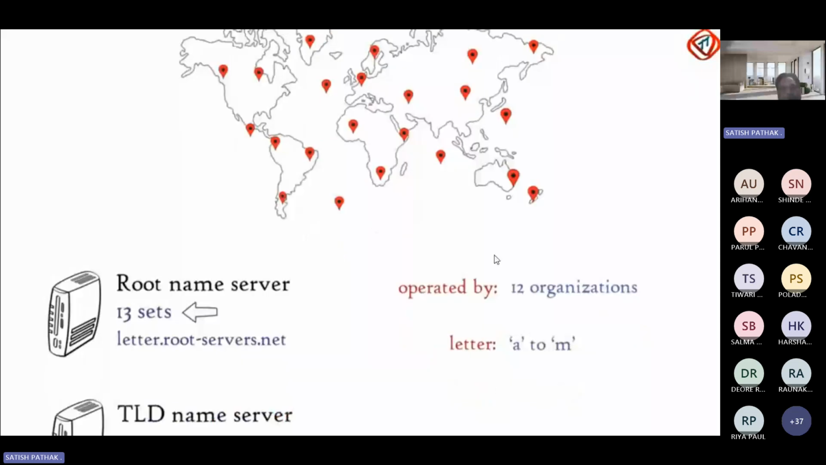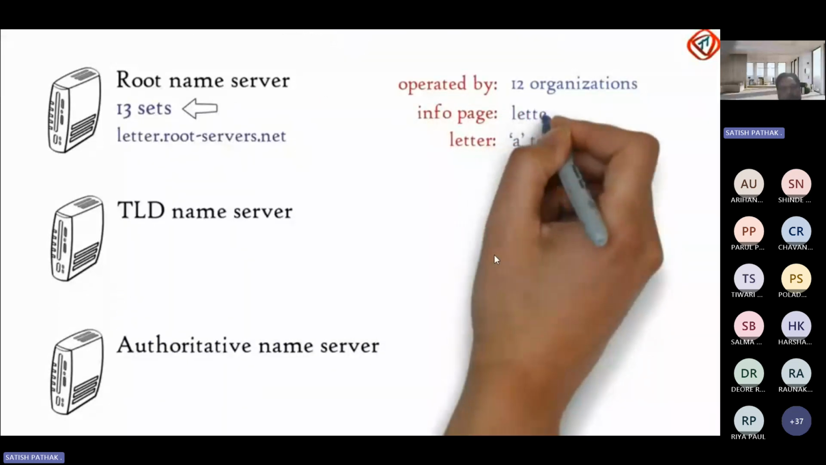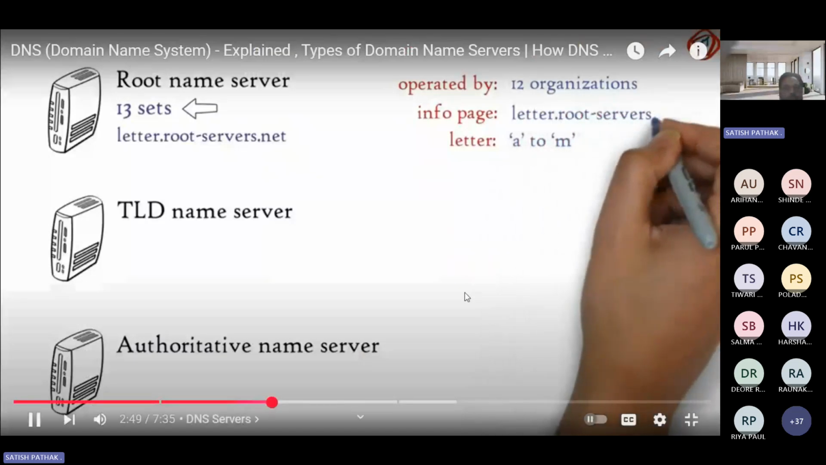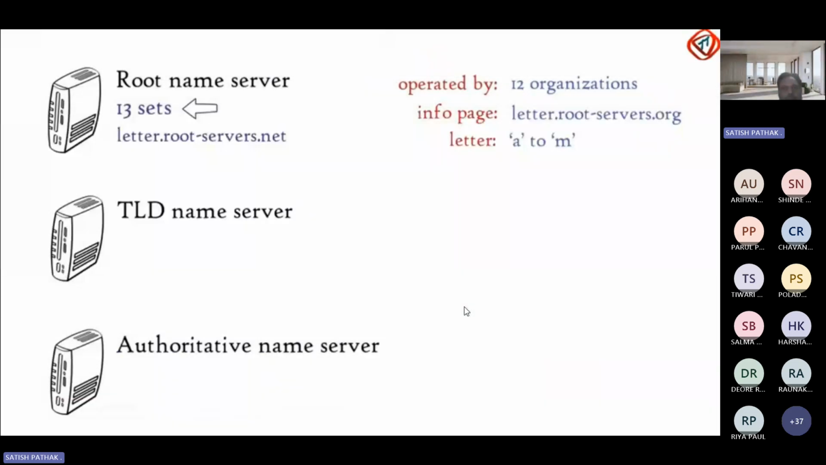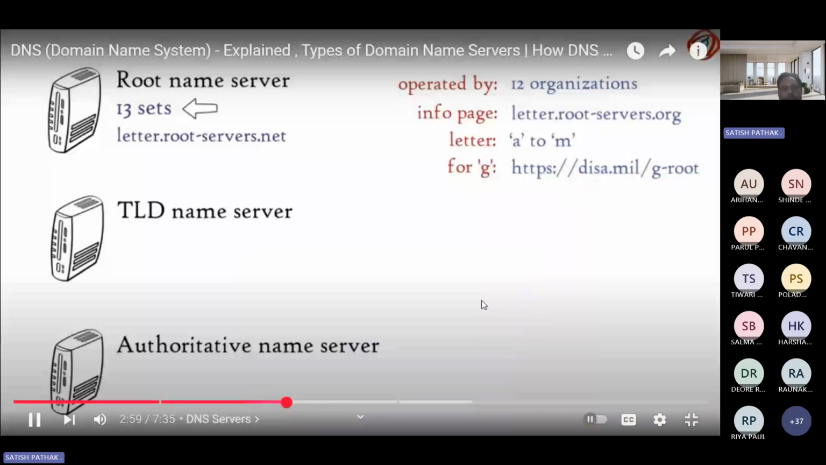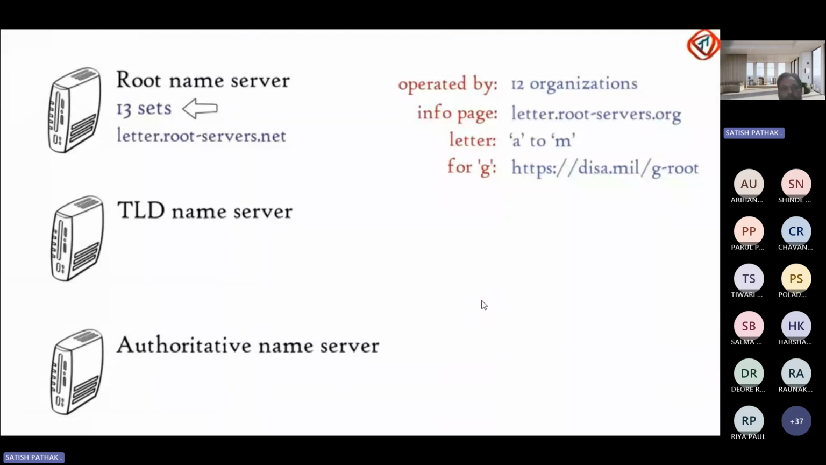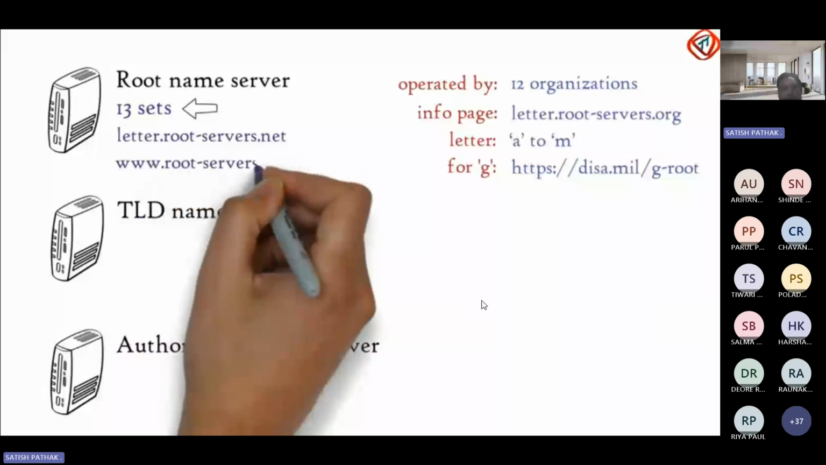An informational page exists for all root name servers at the address letter.root-servers.org, where letter ranges from A to M, except G. For G, this is the home page address. Details of all root name servers can be found on the website www.root-servers.org.